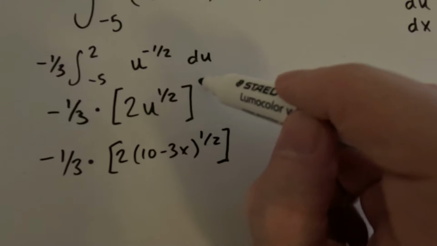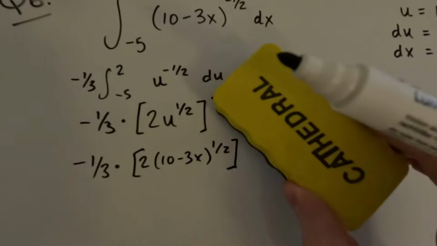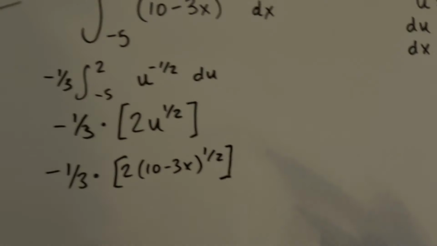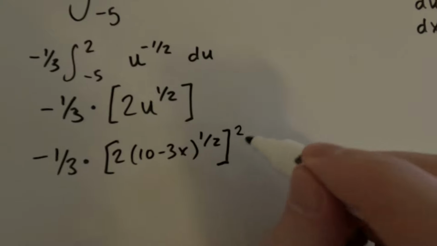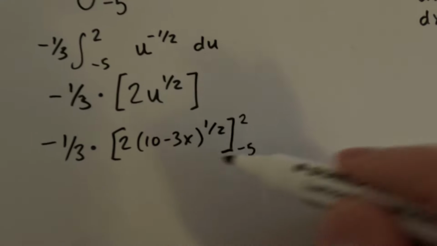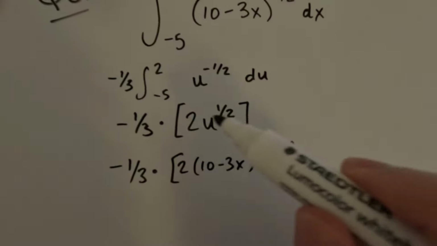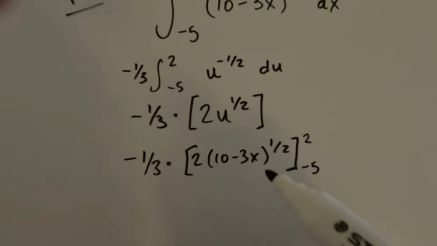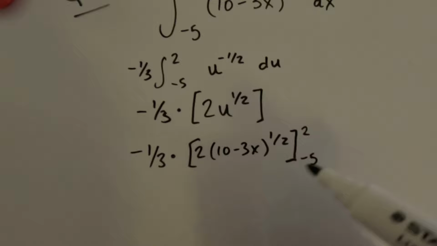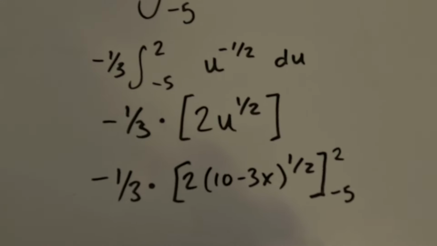Okay, and don't forget, we're going to evaluate this at the limits 2 and minus... Well, no, the limits here will not be 2 and minus 5 there, because that's in terms of u. The limits will be 2 and minus 5 here, once we have it back in terms of x. Okay, so be very careful with that. You don't need to write the limits at this point, but I'm going to evaluate it once it's in terms of x at those limits. Okay, so this is what we've got.